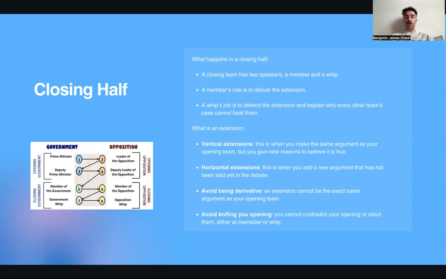So if opening opposition on the topic "we should ban zoos" said that instead of banning zoos, we will improve their animal practices and make sure they're more ethically handled, closing opposition could not say, we will not do that, we will instead do something else. That would be a knife. And knives are also heavily penalized in BP debating. So you should avoid doing those.